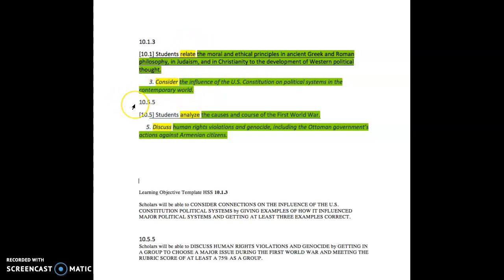And then as we go down to 10.5.5, the standard 5, students analyze the causes and course of the First World War. And then substandard 5, discuss human rights violations and genocide, including the Ottoman government's actions against Armenian citizens. Yellow highlight, again, will be the level of cognition, analyze and discuss, and then everything in green after is what I consider to be the content.